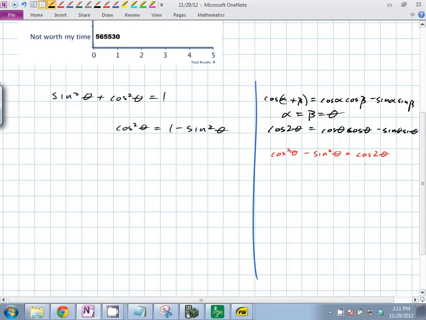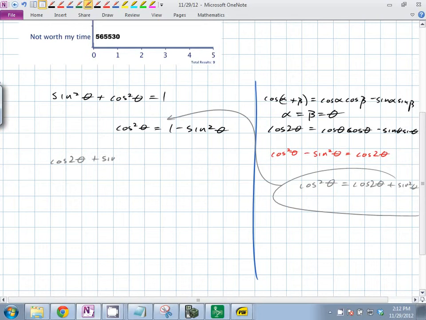So have we proven this now? So what can we now do with this? We can substitute it in there. Does that seem doable? So what do we end up with? Cosine of 2 theta plus sine squared theta is equal to 1 minus sine squared theta. Is that true? Now what do I do?